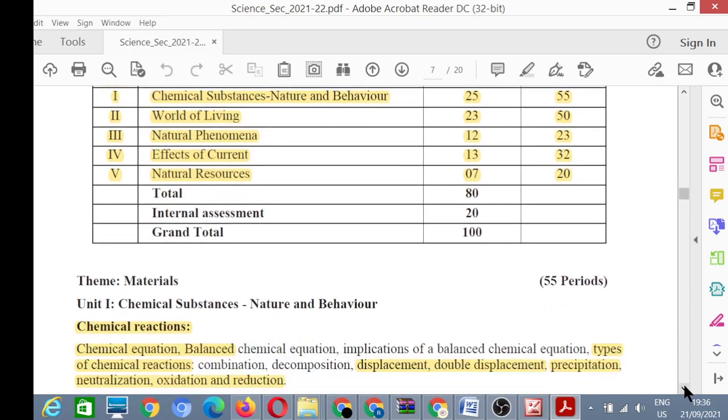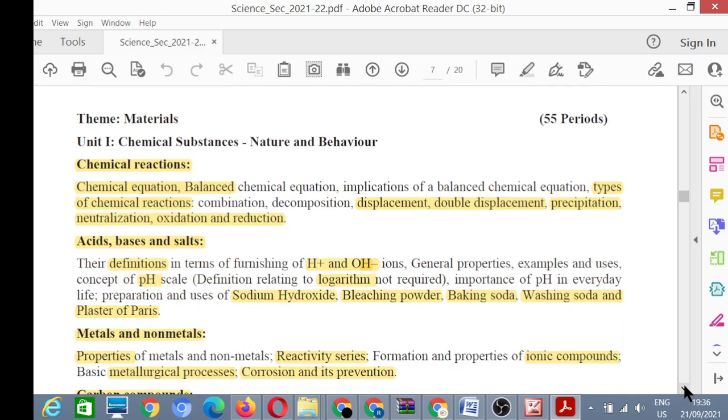Now we see the details of the syllabus. First unit, unit number 1. Unit number 1 is chemical substances, nature and behavior. The first chapter is chemical reactions. So what is a chemical reaction? The simplest chemical reaction I can give you as an example: hydrogen plus oxygen make water. Or water can be decomposed into hydrogen and oxygen.